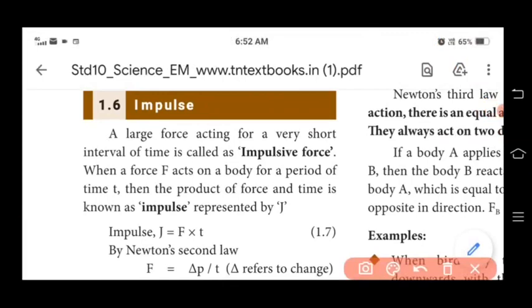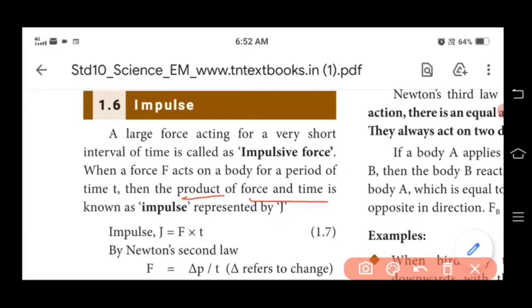Impulse: a large force acting for a very short interval of time is called impulsive force. When a large force comes in a short time, that is said to be impulsive force. So when force F acts on a body for a period of time t, then the product, very important, the product of force and time, F into t, is known as impulse.